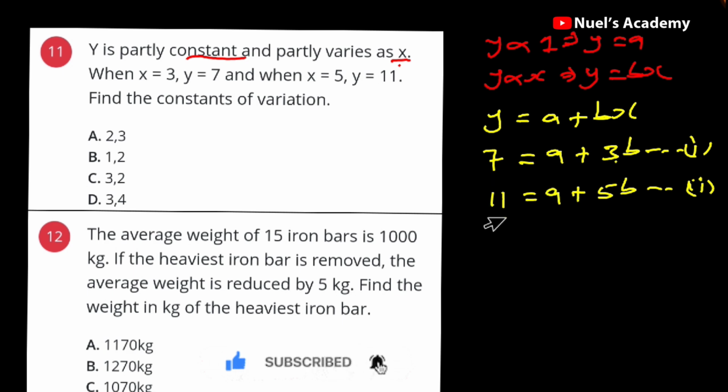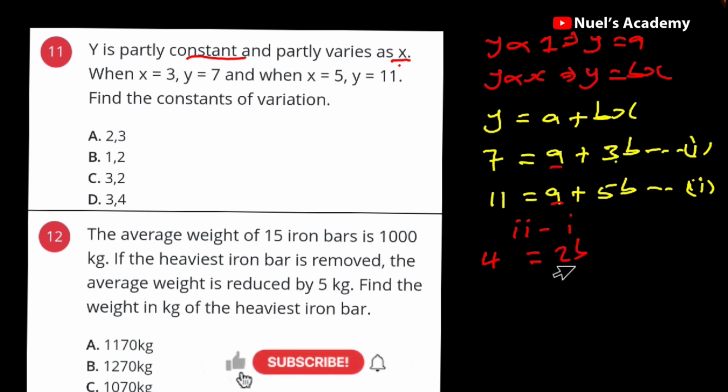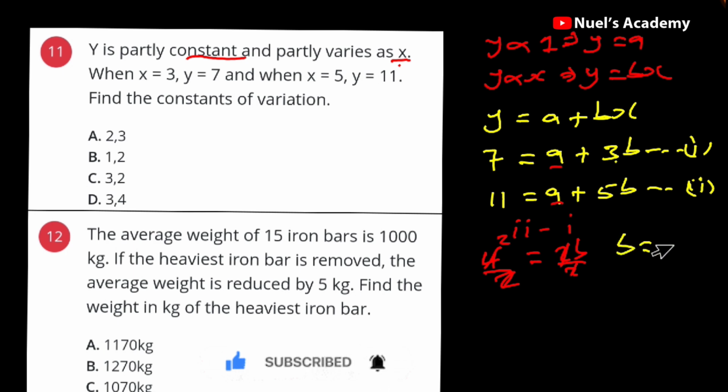So let's subtract equation I from equation II. So write equation II minus equation I, because this and this are both positive. So if you subtract them, they are going to be 0 to eliminate a. So 11 minus 7 is equals to 4. Then a minus a is 0. Then 5b minus 3b is equals to 2b. So if you divide both sides by 2, this and this will cancel. 4 divided by 2 is equals to 2. So we have that b is equals to 2.